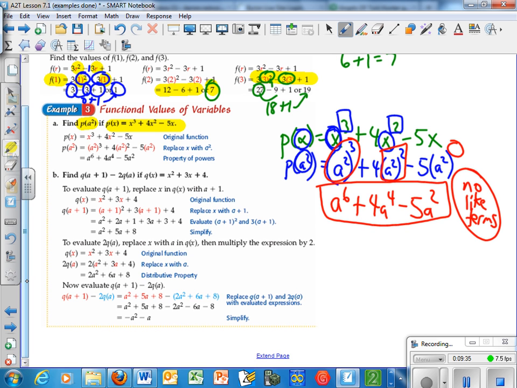Now, when they go into a little more detail, it gets a little harder. Find q of a plus 1 minus 2 times q of a given this function for q of x. So let's look at what they did here. And I'm not going to write this one out, but follow along. Notice they color code it in this line right here.